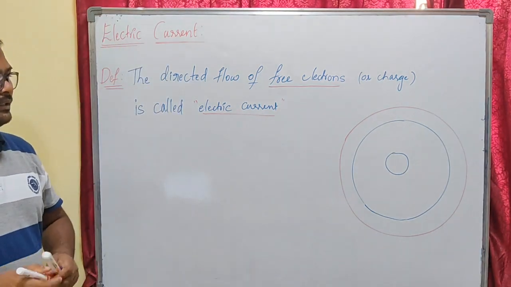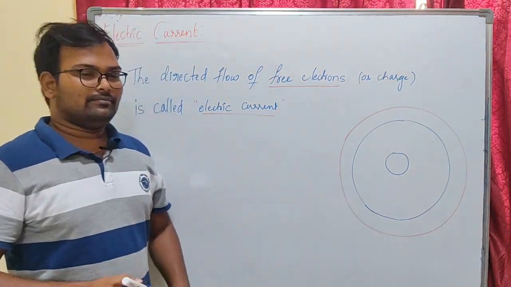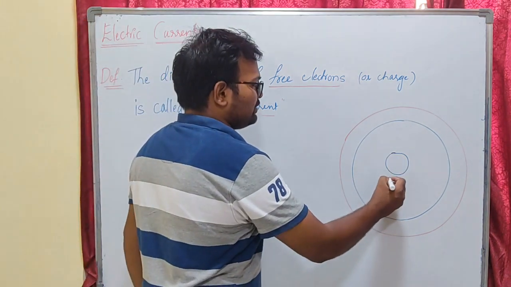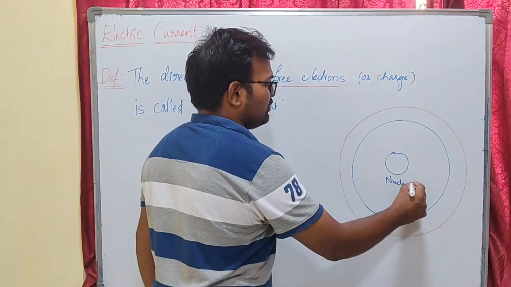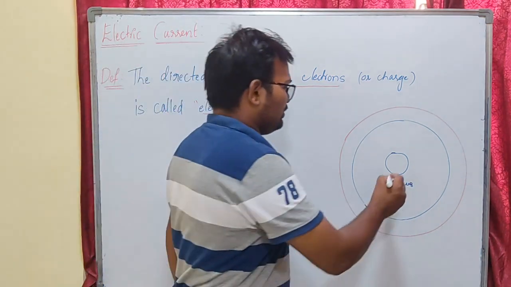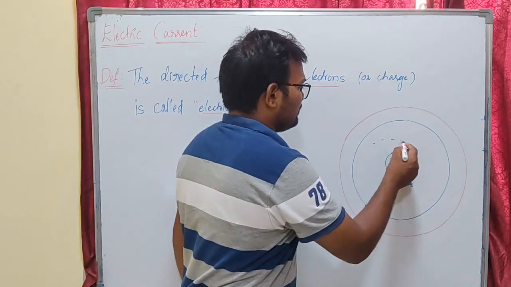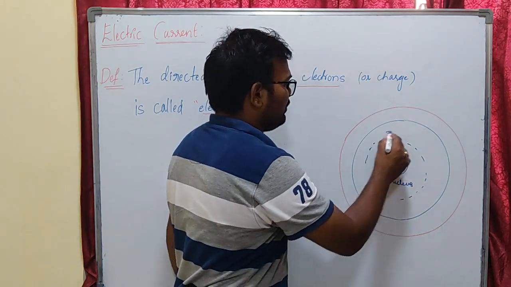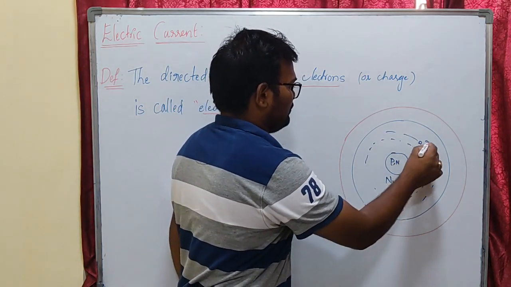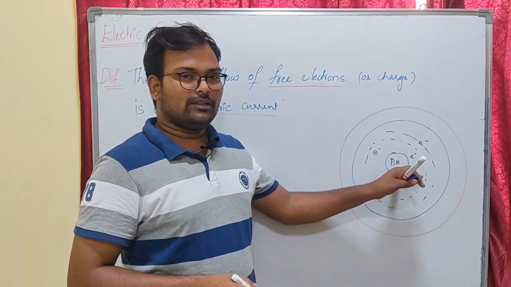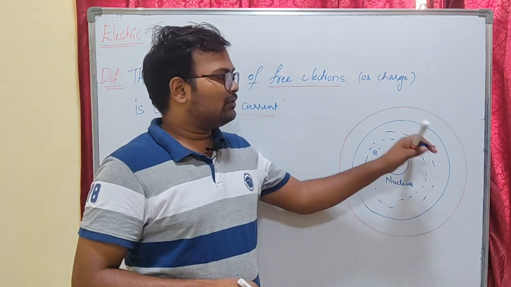You might have known that this is an atom. I have considered an atom. Here the center of the atom has the nucleus. The nucleus consists of protons and neutrons, you already know that, and electrons revolve around the nucleus in the atom. Inside the nucleus there are protons and neutrons, but electrons rotate around the nucleus.